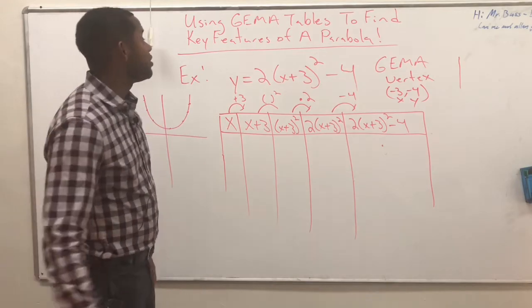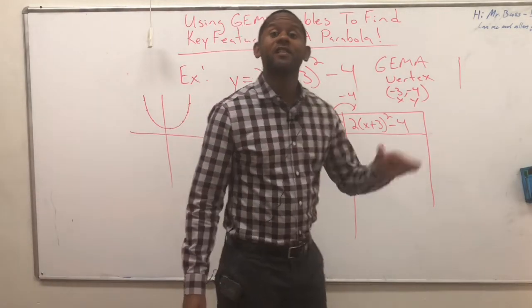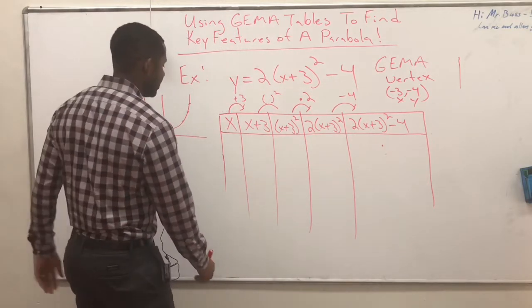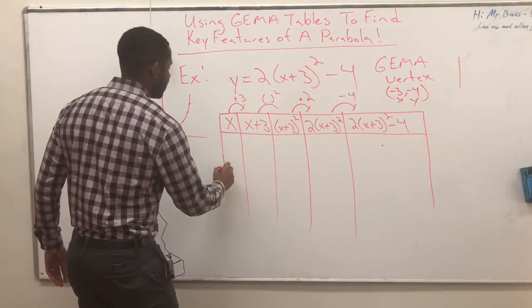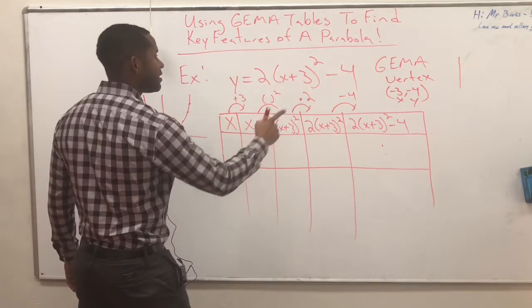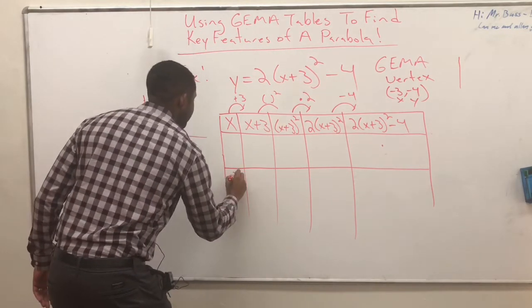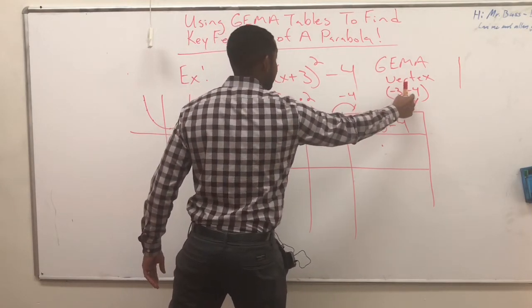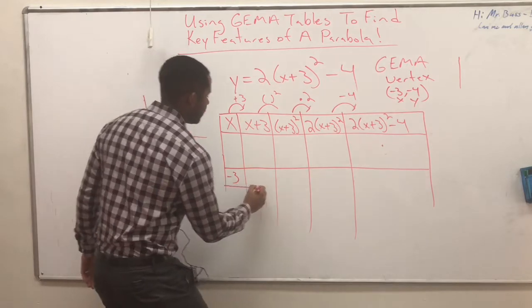So what I'm going to do is start with my vertex and start it in the middle of the table so I can see the symmetry. And just stick with me here. So I'm going to start it, I'm going to say, oh, about here. And I'm going to say x is -3 because that's what x was in my vertex. I'm going to find my vertex. I should get -4 when all is said and done. Let's see if this works.